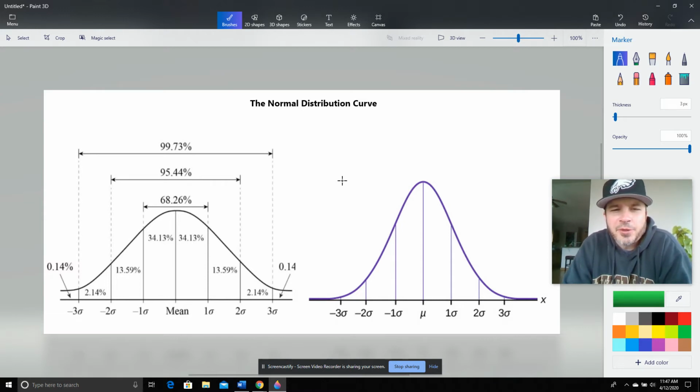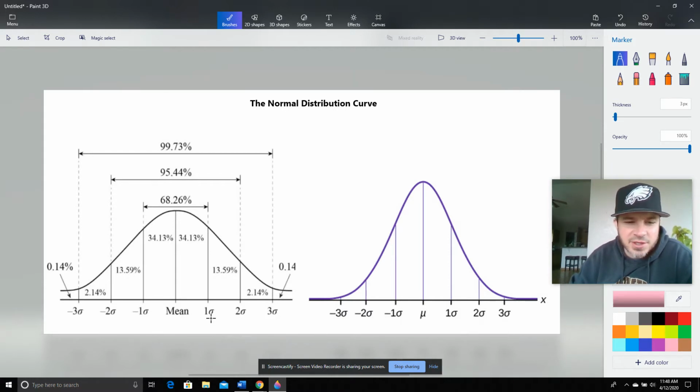Okay, today we're going to talk about the normal distribution curve. Before, we were talking about how to get to this standard deviation. So you should be able to find a standard deviation, but I just want to point out where that's at.